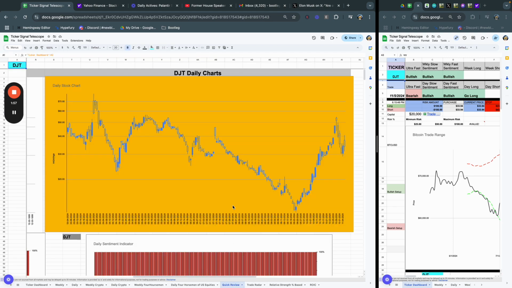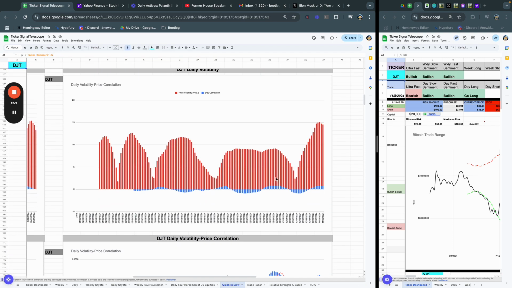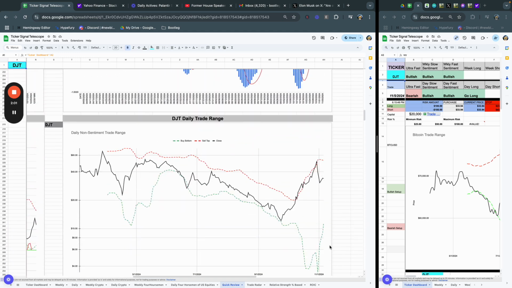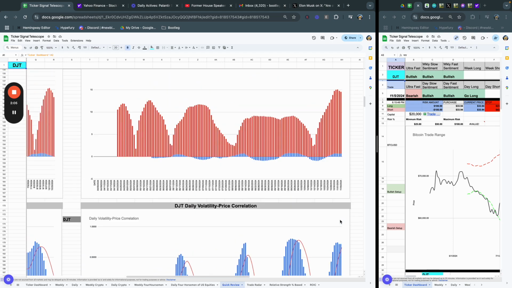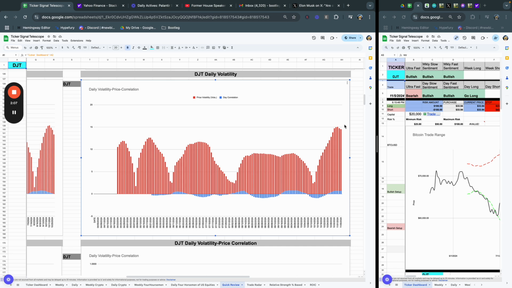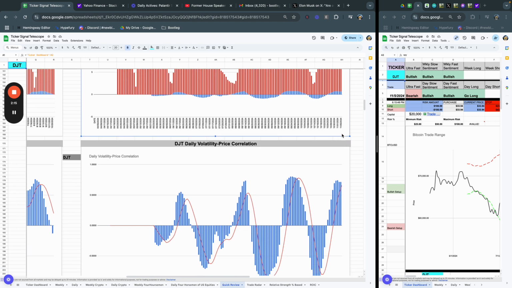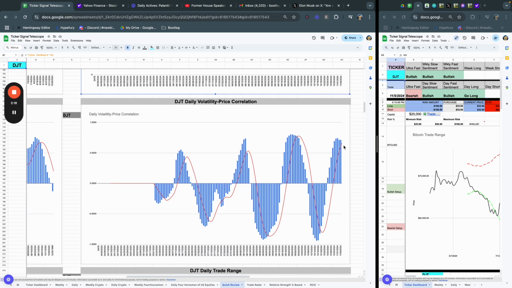So if we go ahead and look at the overall trade range itself, let's scroll down real quick to the trade range. The thing that I like is that the top of the range is coming down, the bottom of the range is screaming up, which means that the volatility is starting to fall. The volatility here in DJT has screamed from the bottom here on the 11th of October, hit the top here, it looks like on the 1st of November, and it's starting to roll over.